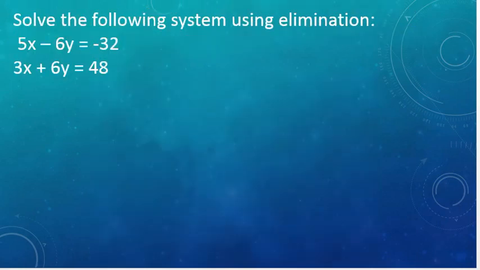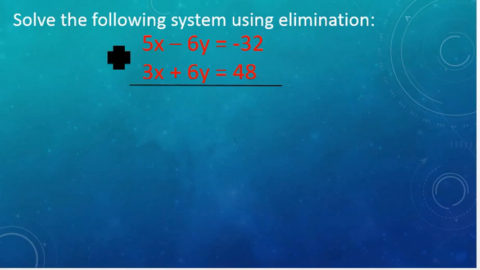In this problem, we're going to do the same thing. You have 5x minus 6y equals negative 32, and 3x plus 6y equals 48. Our first step is to set up so we can add them together. Now if we add them together, you want to do 5x plus 3x, negative 6y plus 6y, and negative 32 plus 48. You should end up with 8x plus 0y equals 16. Continue to solve for your x. So 8x equals 16, x equals 2.